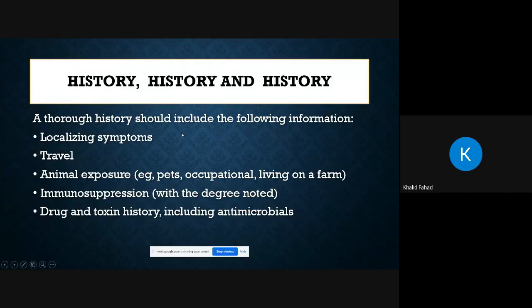And the past medical history, looking for any underlying immune compromising state, for example, diabetes, chronic kidney disease, right? Any known history of malignancy, for example, leukemia, lymphoma, or solid tumors. Whether the patient is taking immunosuppressing drugs. Do you know any immunosuppressing drug? Corticosteroids? Yes, glucocorticoids, number one.